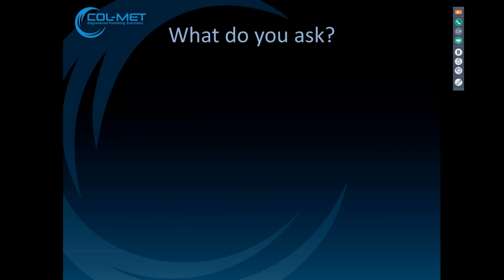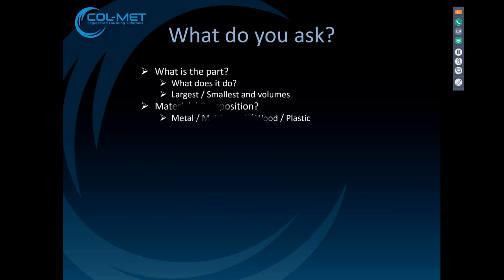So to get the answers that you need, what do you ask? Well, what's the part? What does it do? And what is the largest and the smallest, and what are their volumes? What's the material that the product is made of? What's the composition? This is important because we need to know if we need to pre-treat the product, we need to understand requirements for coating and things like that. So the composition of the product, what the product is made of, is very important.